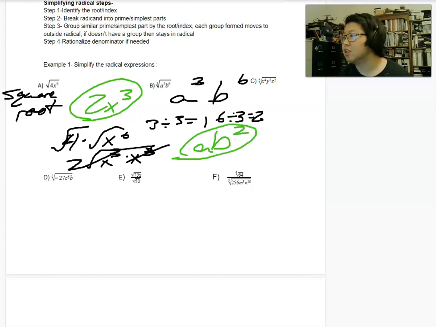All right, so let's just keep applying this rule that we picked up to letter C. I got a 4 as my index, so that's fourth root. And I got x to the fourth, y to the eighth, z squared on the inside. Of course, that means I want to divide the exponents by the root, by the index. And so 4 divided by 4 is 1, so I have 1x here.